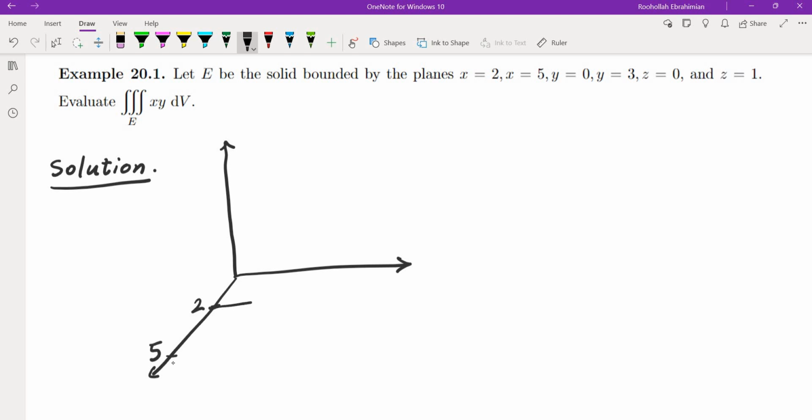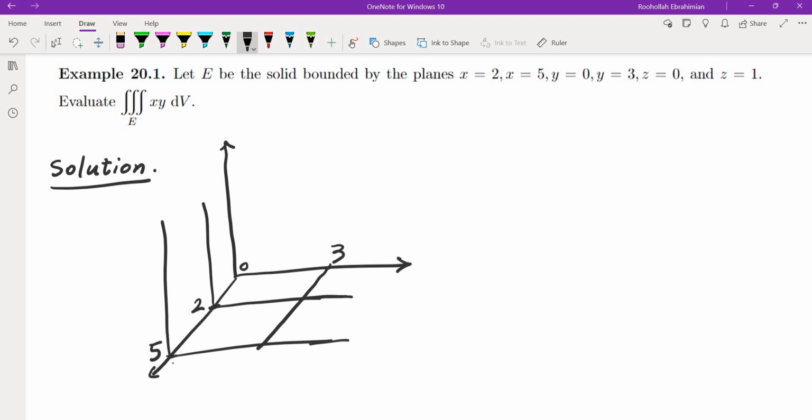So x between 2 and 5. So we have this. I'm going to draw this, but I might have to erase whatever is not needed. Then y is between 0 and 3. So we have 0 here, we have 3 here. I don't really need this portion. I only need the portion from 0 to 3. So this is really all I need. And then z is between 0 and 1. So this is what I need on the z axis.